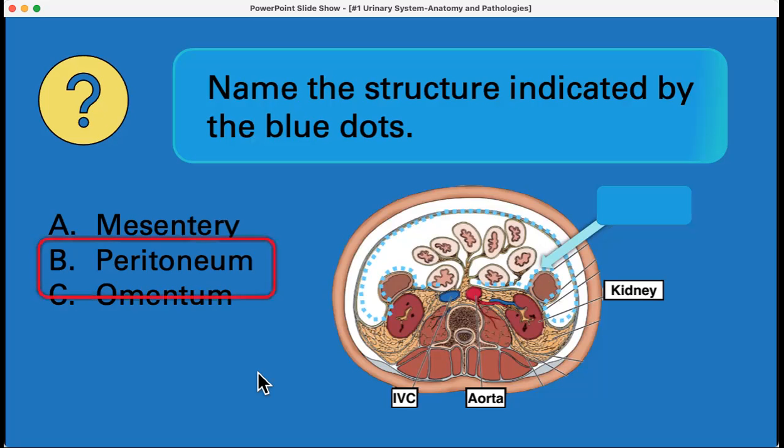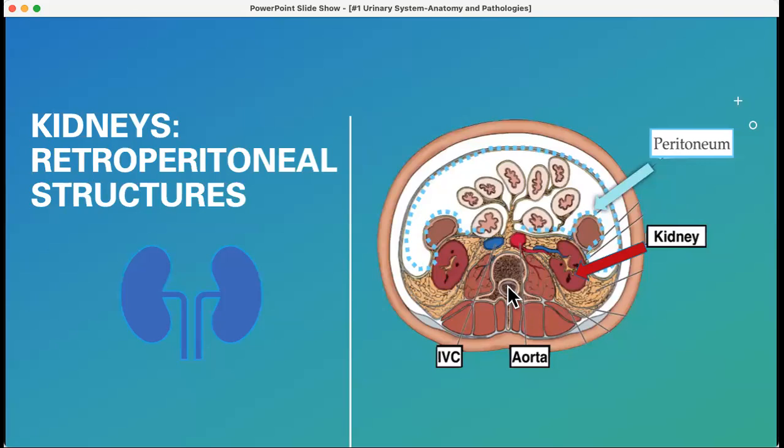Answer is it's the peritoneum. So this right here, these folds of peritoneum are called mesentery. And the omentum is the apron that lays over top of all these loops of bowel, and that's not shown in here. Okay, so that's the peritoneum. The kidneys are retroperitoneal structure.